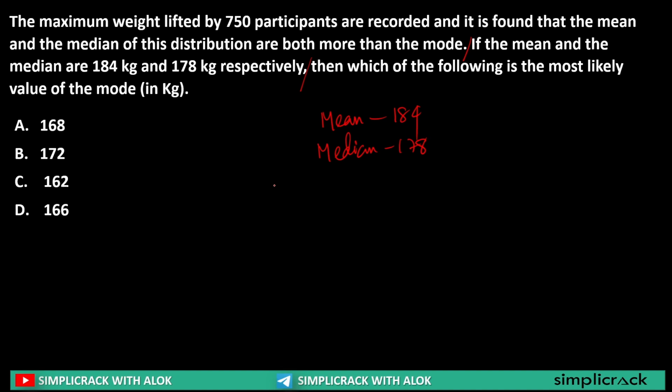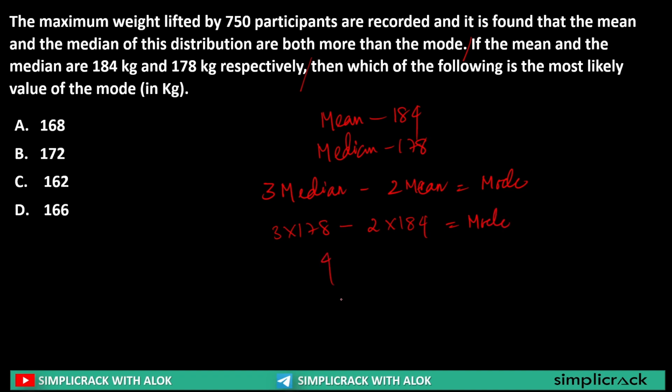See, we know the empirical formula: 3 median minus 2 mean is equal to mode, right? So 3 into 178 minus 2 into 184 is equal to mode. See, 3 times 8 is 24 and 2 times 4 is 8. I'm talking about the unit digit. 3 multiplied by 8, the unit digit will be 4. 2 multiplied by 4, the unit digit will be 8. So if I have to deduct 8 from 4, then my unit digit should be 6. So the answer is 6.